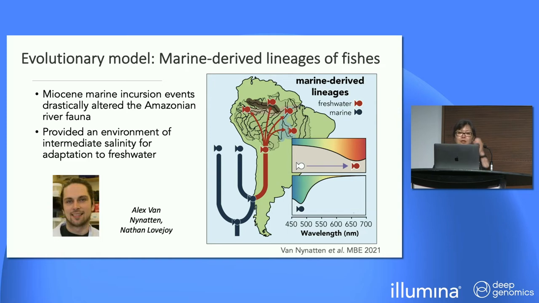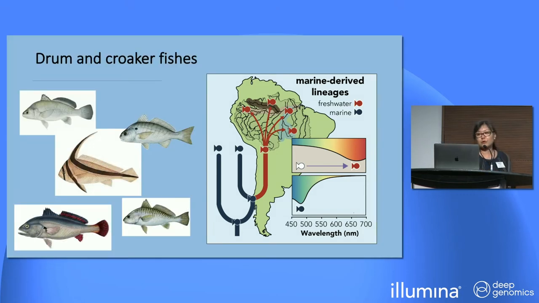All right, we've studied quite a few of the different types of fishes associated with this transition, but some of the most interesting have turned out to be in this group of fishes, which are the drum and croaker fishes. They're called drum and croakers because they have modifications of their swim bladder that enable them to generate acoustic signals.